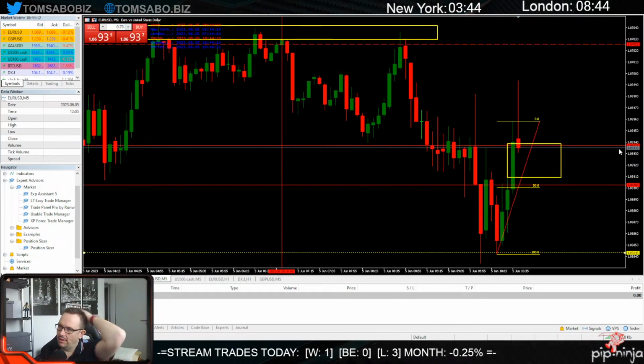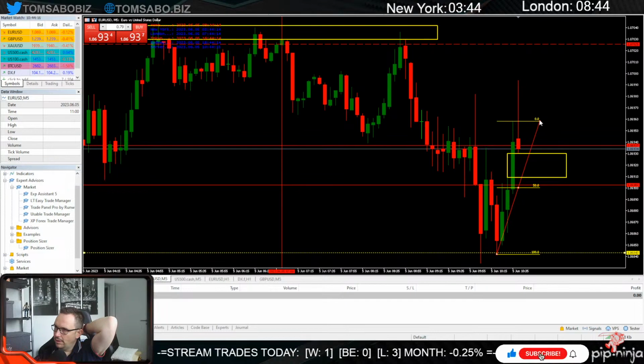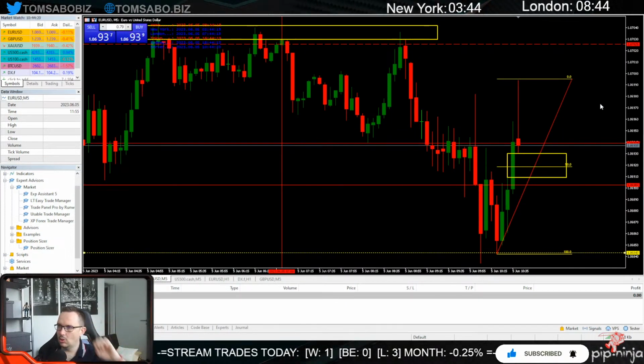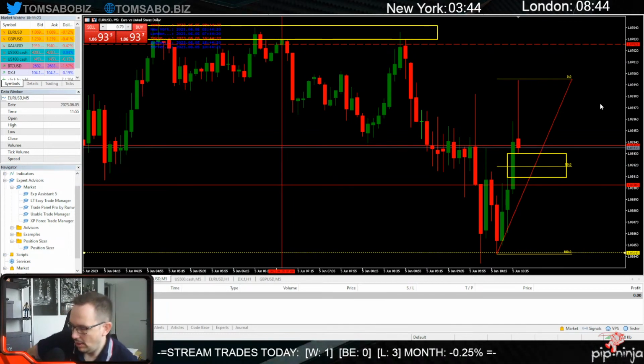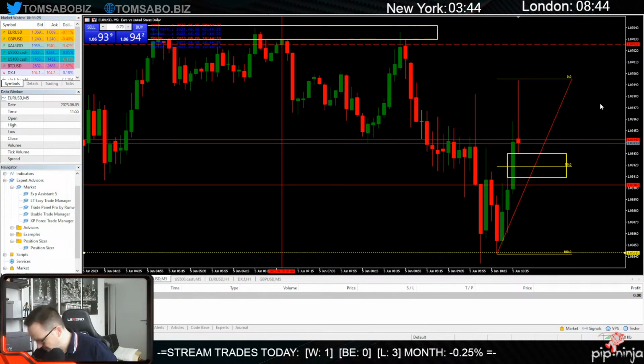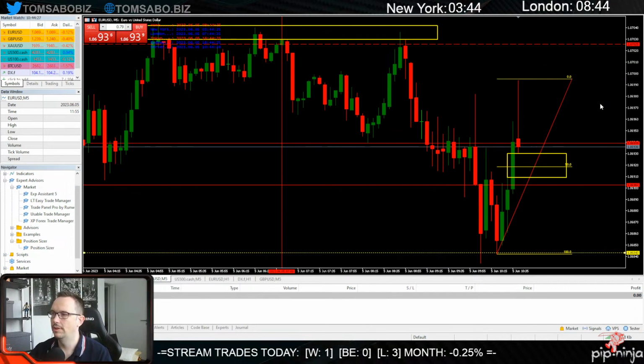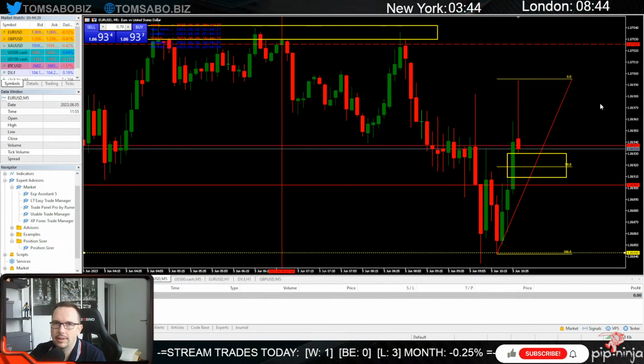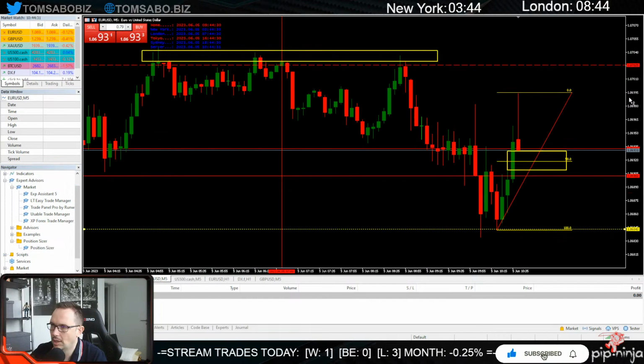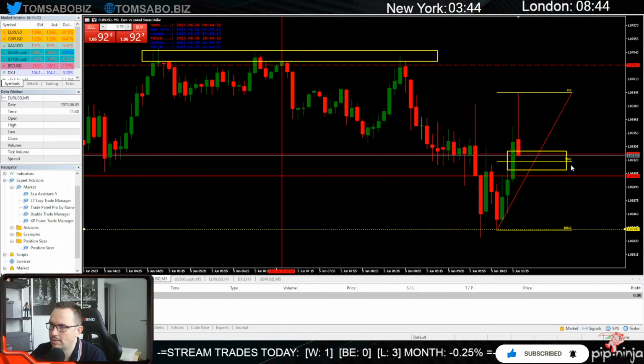Let's go with the 5-minute. Let's go with this fair value gap. Let's go with the optimal trade entry. Look at that. The optimal trade entry would be quite in the middle of that fair value gap if we want to go long on euro. But it's repricing it. Okay, so the fair value gap is shrinking.